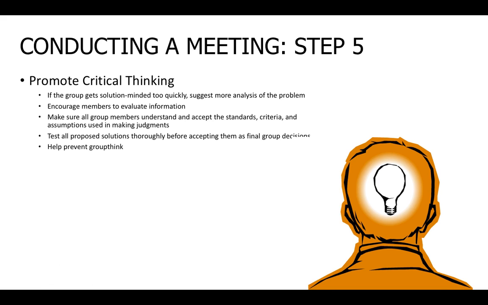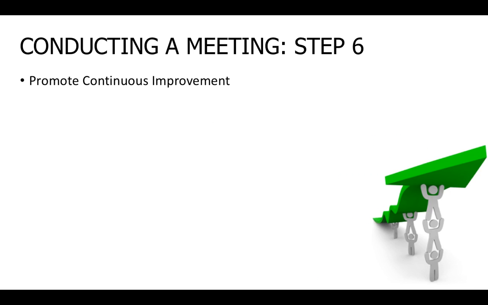And finally, help prevent groupthink. Your goal is to arrive at a mutually agreed upon solution, but don't get there too quickly. If you get there too quickly, it likely means that somebody is stifling their own personal thoughts and feelings in favor of just arriving at that final outcome. That is not effective.